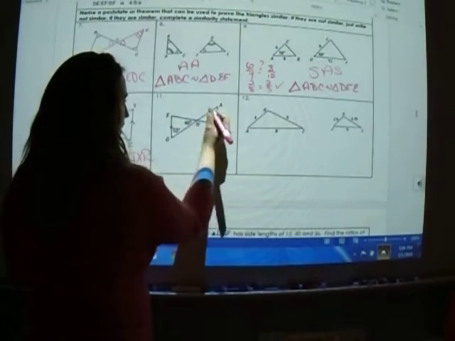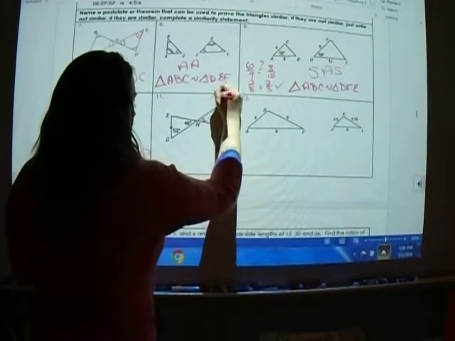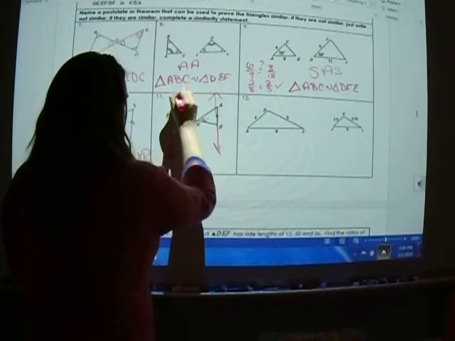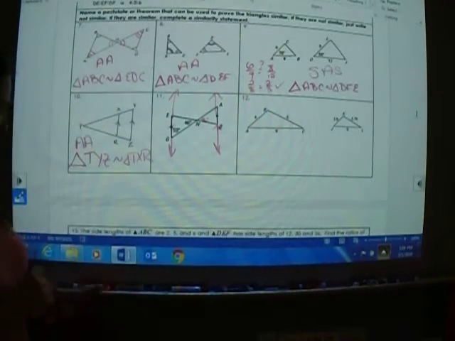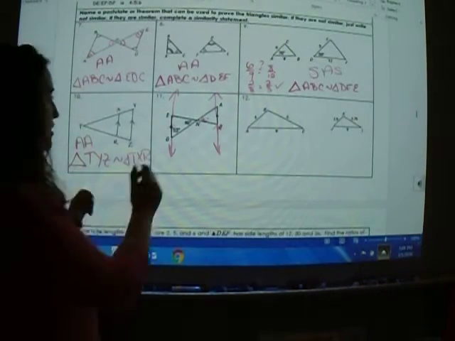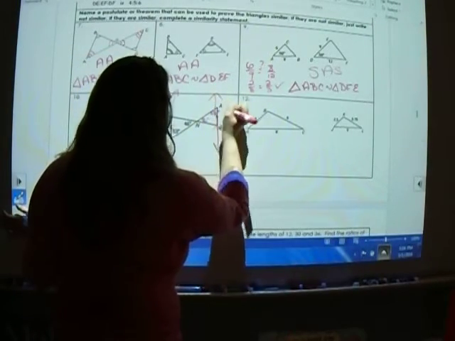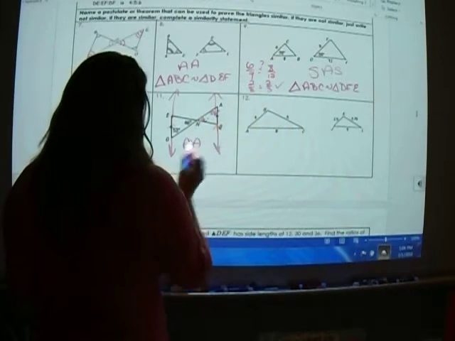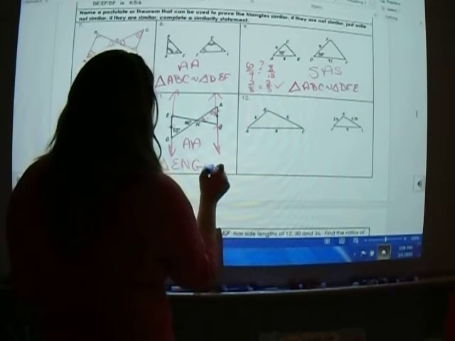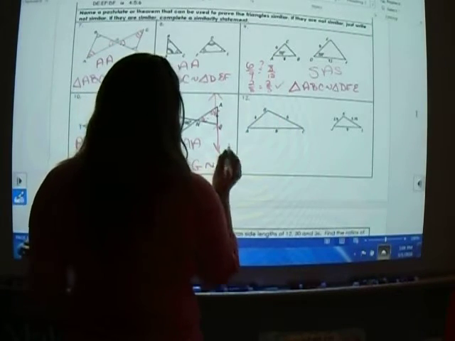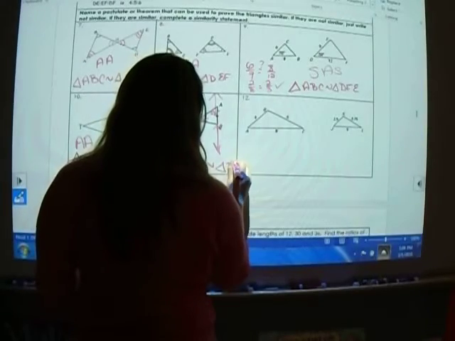11, if these are vertical angles, so this is 46 degrees. Right off the bat, we know that. These lines are parallel, right? So we can extend them. This angle and this angle are alternate interior angles, so this is also 53 degrees. So by the angle-angle postulate, triangle ENG is similar to triangle BNA. Okay?